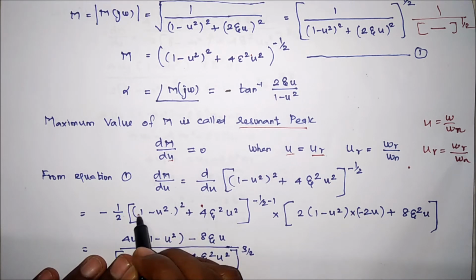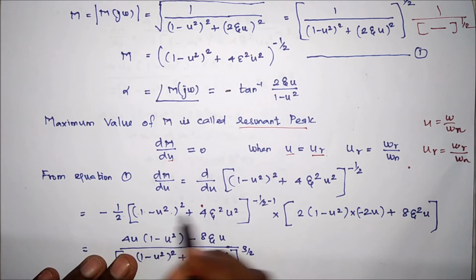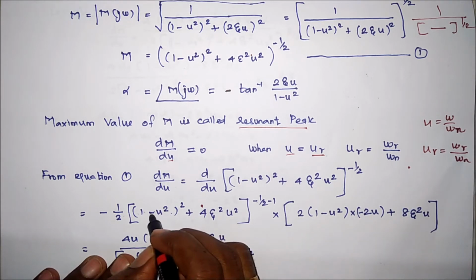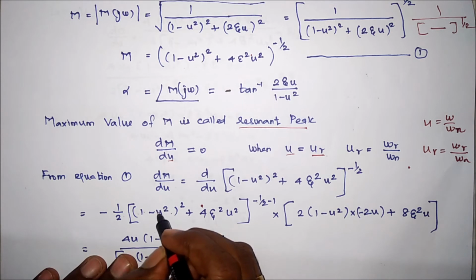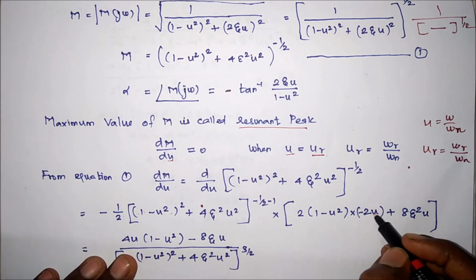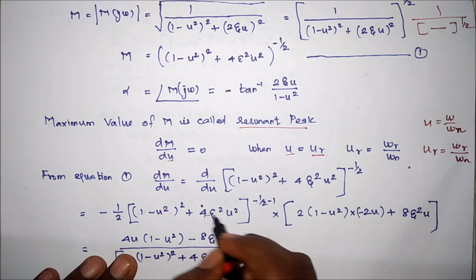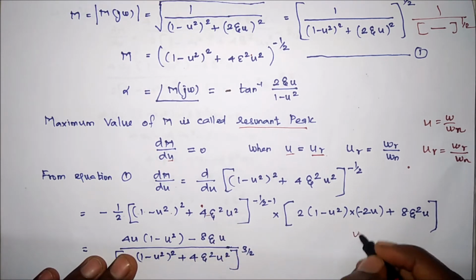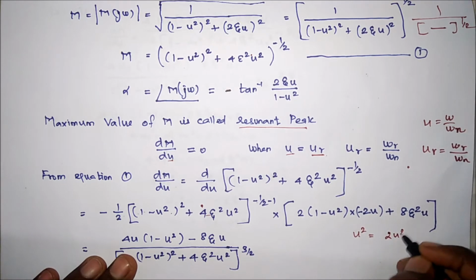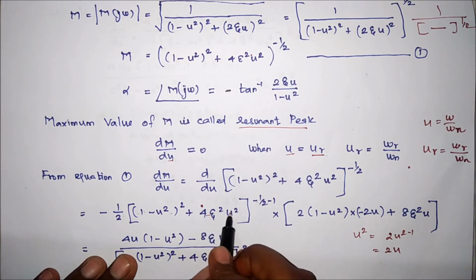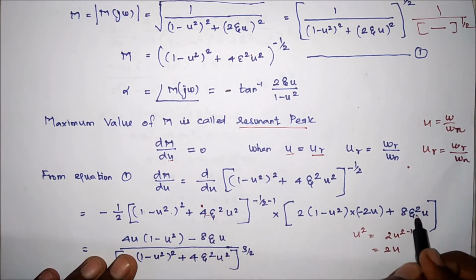So this will become 2 into 1 minus u square. But again, here u square is available. We have to take this and differentiate. Therefore, here minus is available: minus into 2 into u power 2 minus 1, so u. We have to differentiate this with respect to u. These two are constant. Therefore we know the differentiation of u square equal to 2u. So we will get 2 into 2u into 4 eta square equal to 8 eta square u.